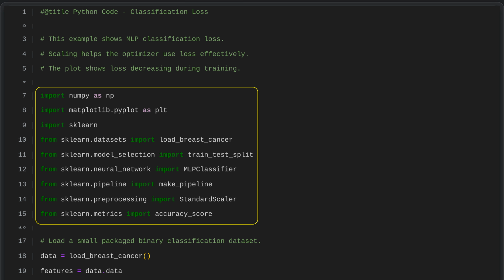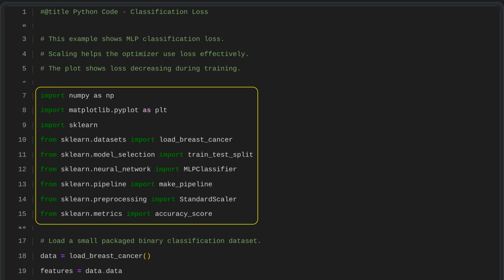This setup imports the main tools needed to build and evaluate a neural network classifier. NumPy and Matplotlib support numerical work and plotting, while Scikit-Learn provides the breast cancer dataset, tools to split it into training and test sets, and a multi-layer perceptron classifier.